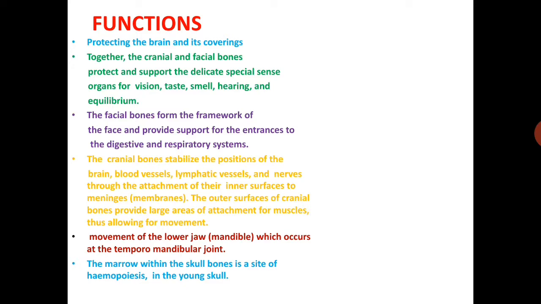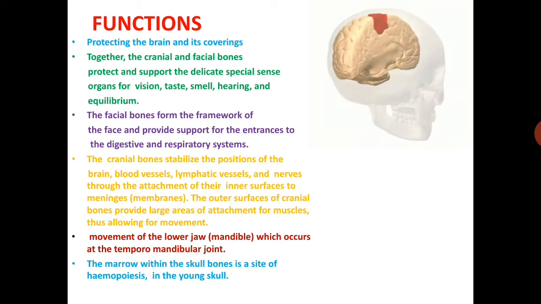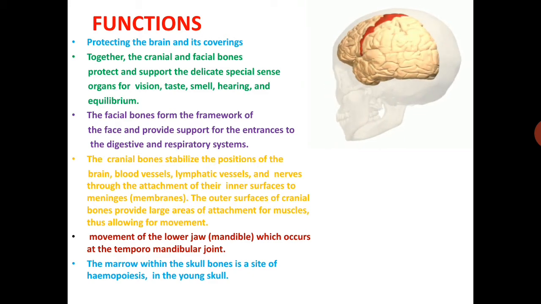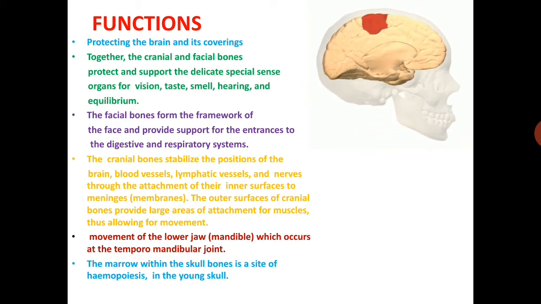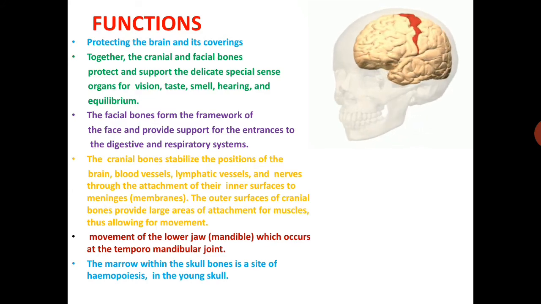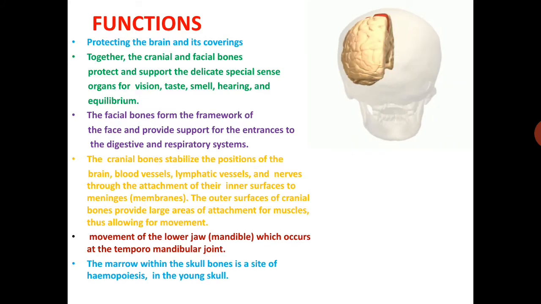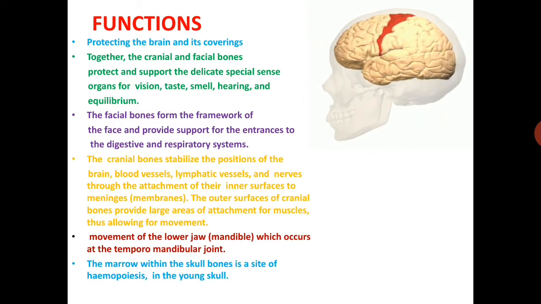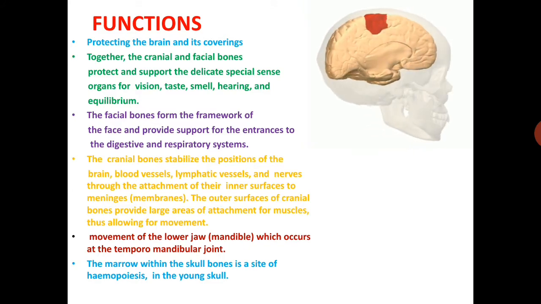The functions of the skull. The cranium is a powerful and stiff container for the brain. Together with the cranial and facial bones, it protects and supports the delicate special sense organs for vision, taste, smell, hearing and equilibrium, that is the eyes, nose, oral cavity, ears, etc. The facial bones form the framework of the face and provide support for the entrance to the digestive and respiratory systems, that is the oral cavity and nose.